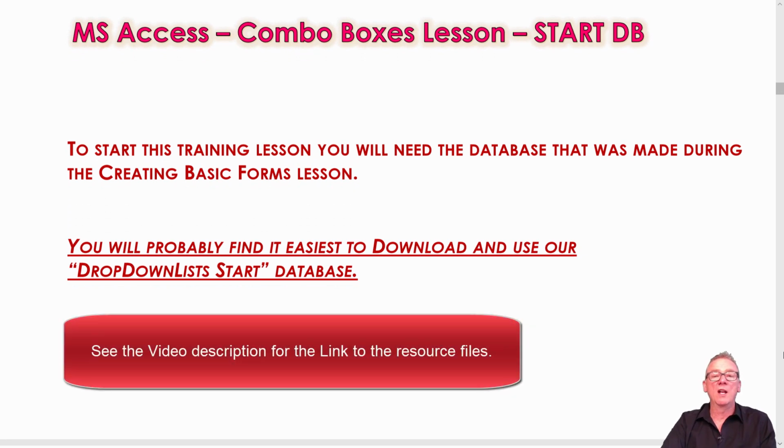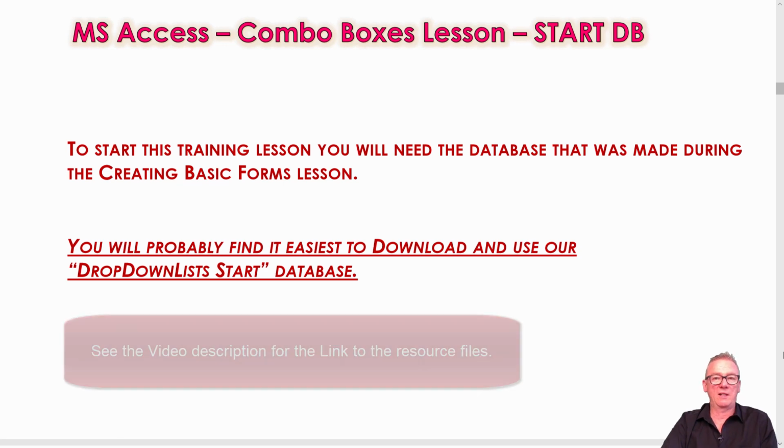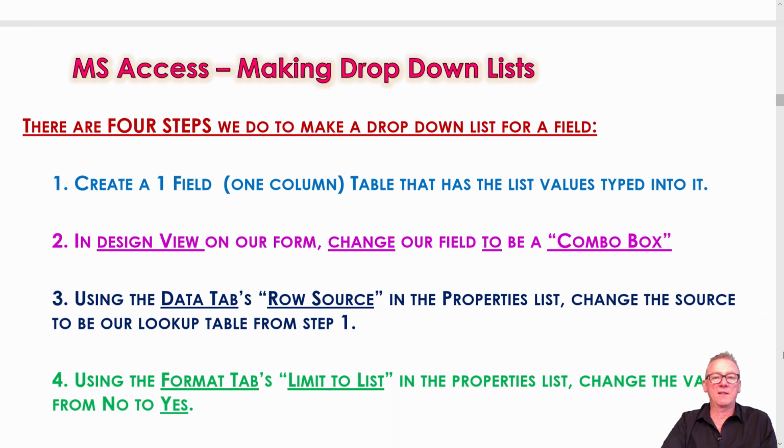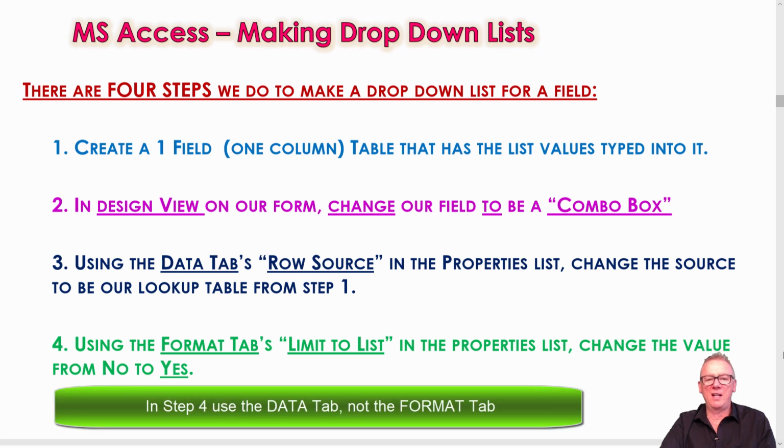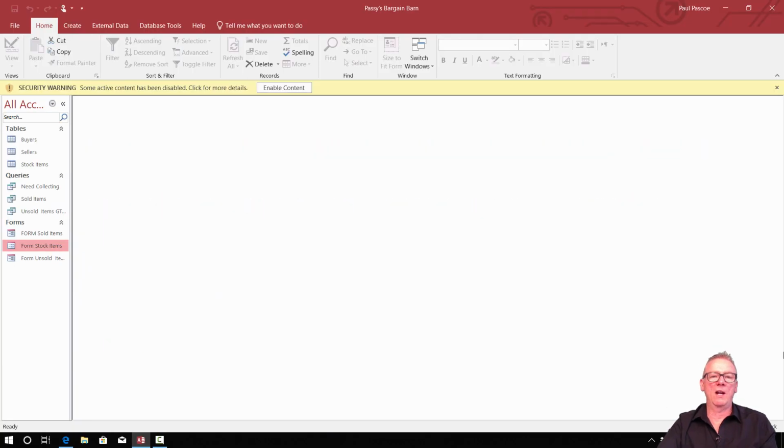All right, now for doing these lists, you can get our start database and use that to follow along with the lesson. But if you've got your own database with some forms you want to add drop down lists onto, that's fine. This video will show you how to do that, because there are only 4 steps. First, you create a little one field table, a brand new table in your database that has the different list values typed into it, such as new, used, and refurbished. Then step 2, we go onto the form and in design view change it to be a combo box. And step 3 and 4 we can do straight after that together. We're going to set the row source for that combo box so that it'll go and get it from our little table that we made in step 1. And step 4, we need to set the limit to list to yes, and we'll explain that when we do this. So let's jump across to Microsoft Access.